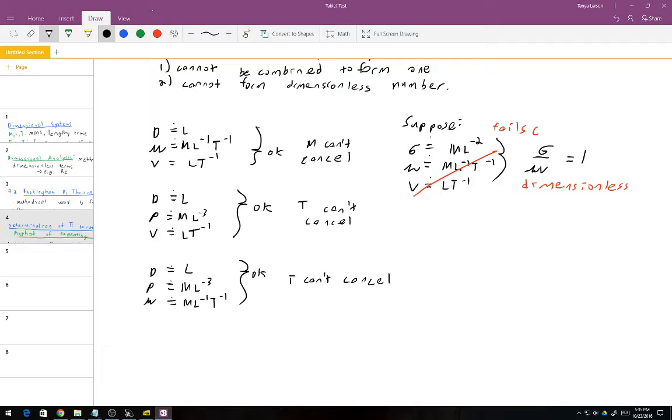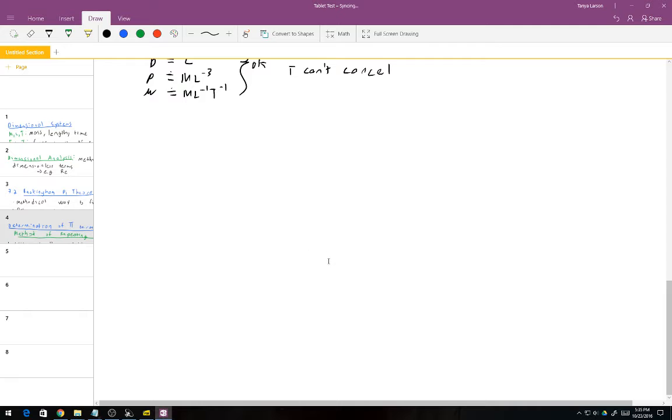So, you know what, just for brevity's sake, let's just say I want to go ahead and use this one here. I'm just going to pick this one for no particular reason, just maybe this would be the most convenient for whatever reason. So let's just say I use this one. So next, once I have my repeating variables, I want to form my pi terms.